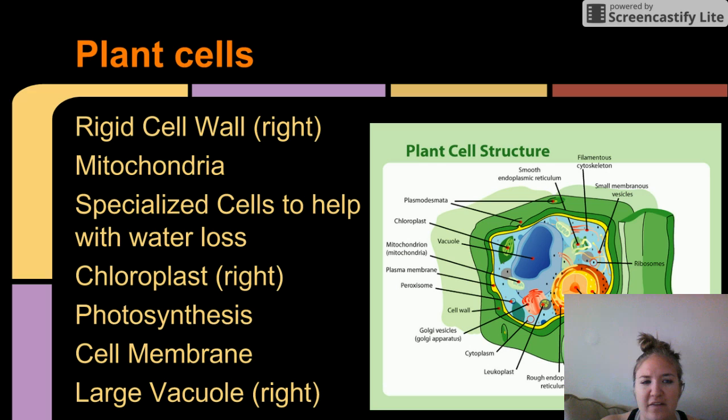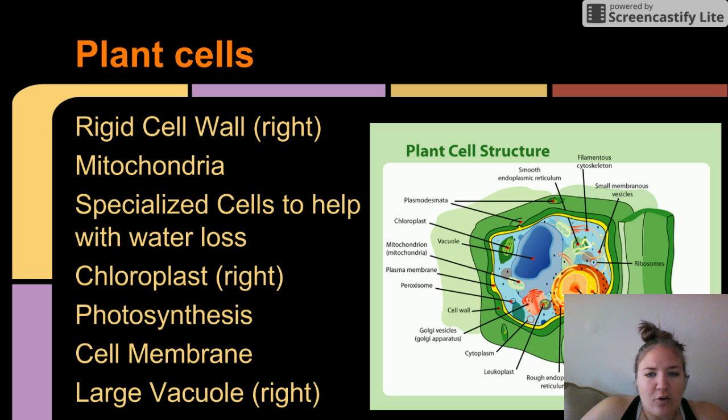So plant cells have a few different qualities or organelles about them, and one is, like we talked about yesterday, this rigid cell wall. When we say rigid, we mean this kind of tough, and it's harder, and it has structural features as well as just protection.